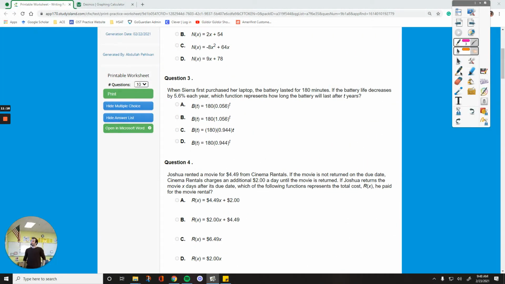So when Sierra first purchased her laptop, the battery lasted for 180 minutes. Looking at the options, it's obvious that we are dealing with an exponential function. So in an exponential function, they're going to be in the form of f of x or y, that doesn't matter, or b of t. You can change the variable and the first letter. That doesn't change anything. So a times b to the power of x.